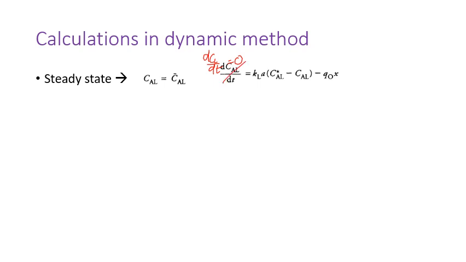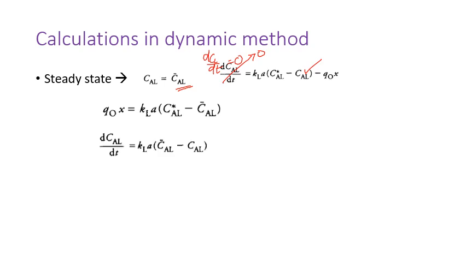Now when this term becomes equal to 0, you have KLA into C star AL minus CAL is equal to QOX. And when you have steady state, you replace the CAL with CAL cap, and that's what is shown here. You have QOX is equal to KLA into C star AL minus C cap AL. So you've already found the value of QOX from this equation, and you substitute this value of QOX into this equation.